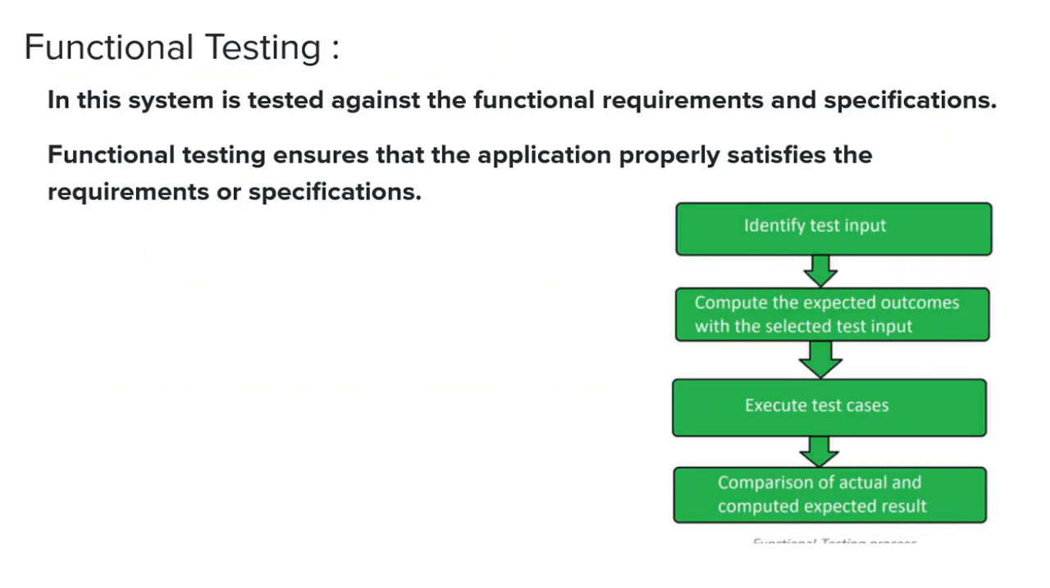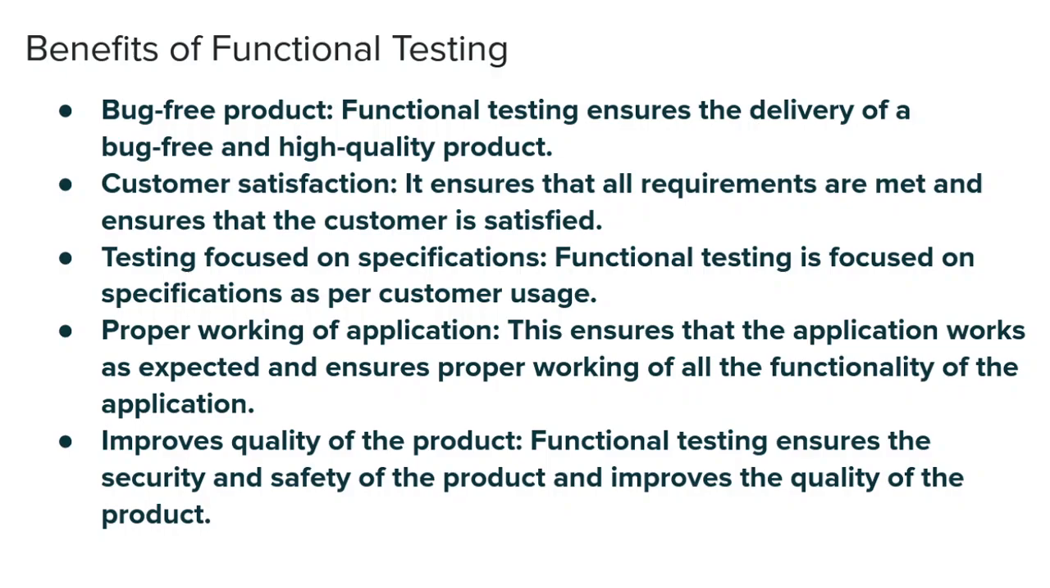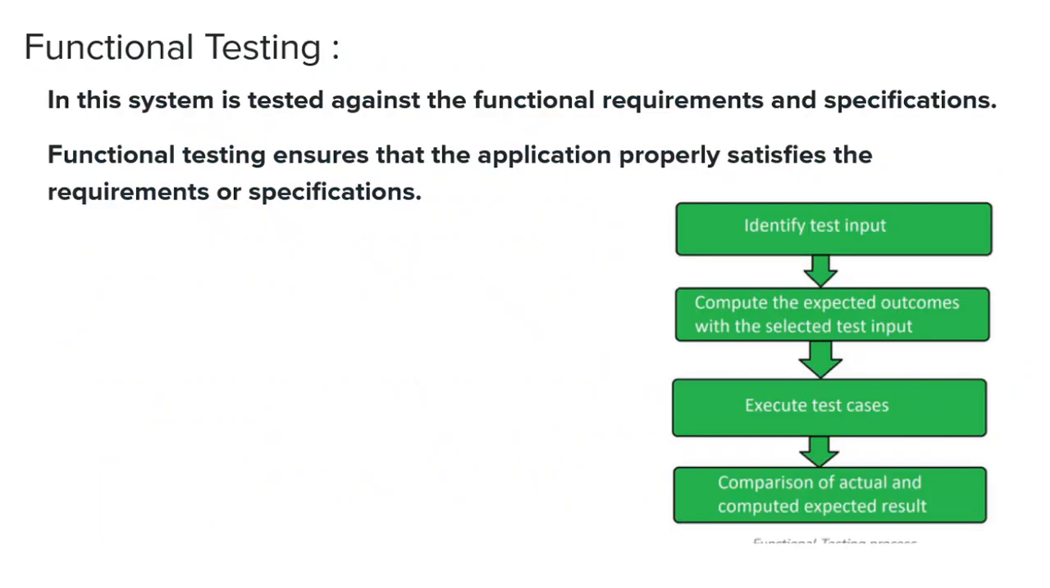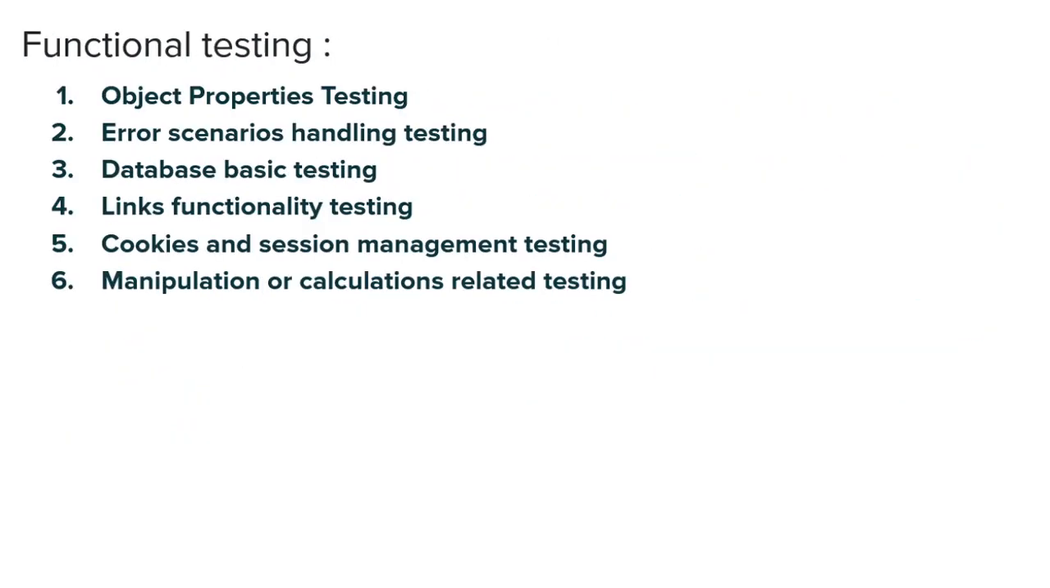In functional testing, we actually perform the test execution. We check whether the expected output is matching with the actual output, and it will ensure a bug-free product. It will satisfy the customer's requirements. All these things are covered in functional testing. In the coming session, we will see what exactly object properties testing is inside functional testing.